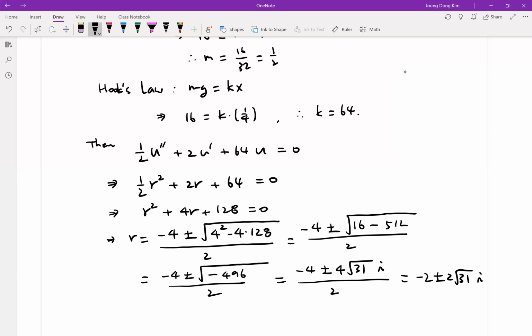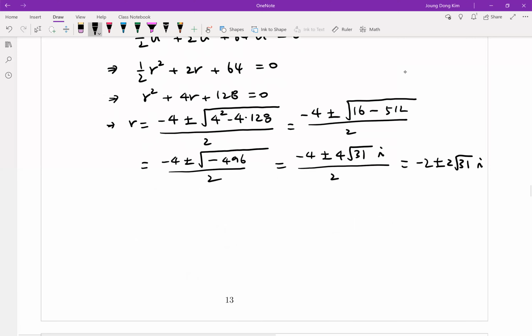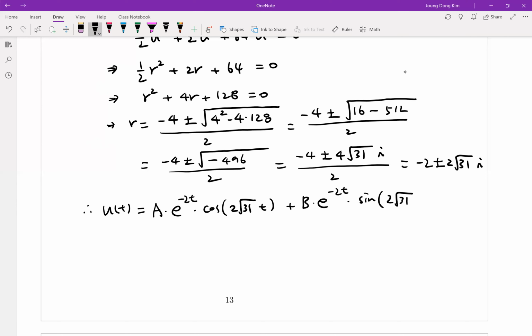We know the solution form of this one, right? It must be exponential function and cosine and sine form, okay? So therefore, the general solution u(t) is equal to a times e to the minus 2t times cosine of 2 square root of 31 t, plus another constant b times e to the minus 2t times sine of 2 square root of 31 t. Is that okay?